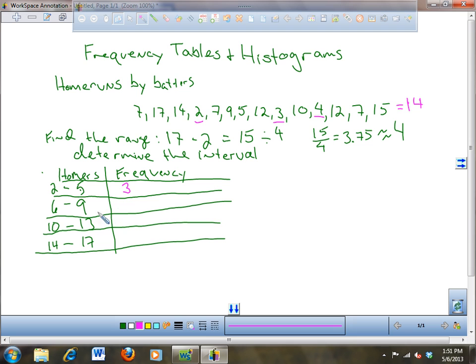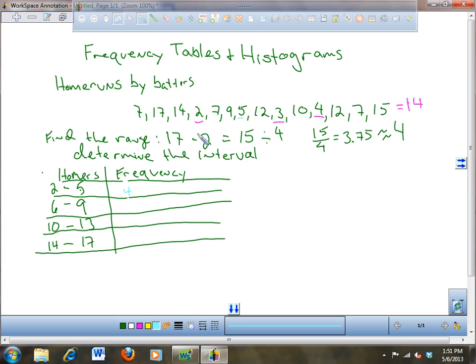How many people hit between 6 and 9 home runs? Let's change colors so I can tell. Wait, there's a 5 right there. Oh, I missed a 5. Sorry, you're right. So that should actually be 4. How many people hit between 6 and 9 home runs?